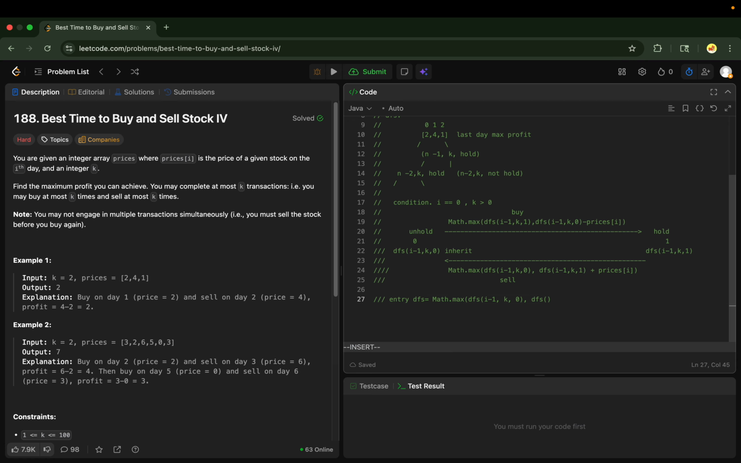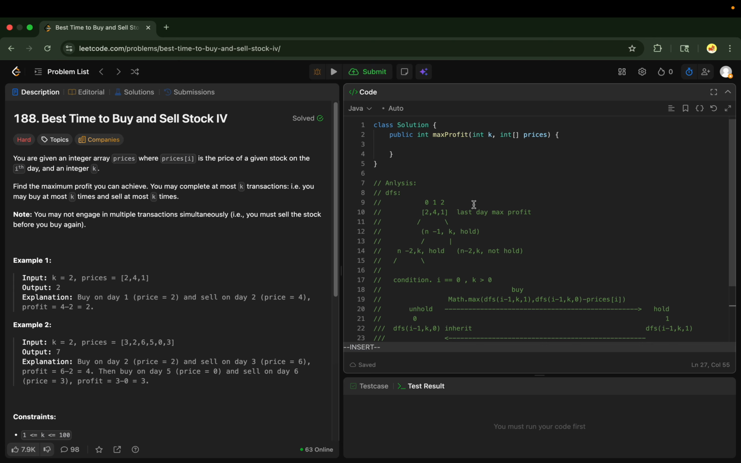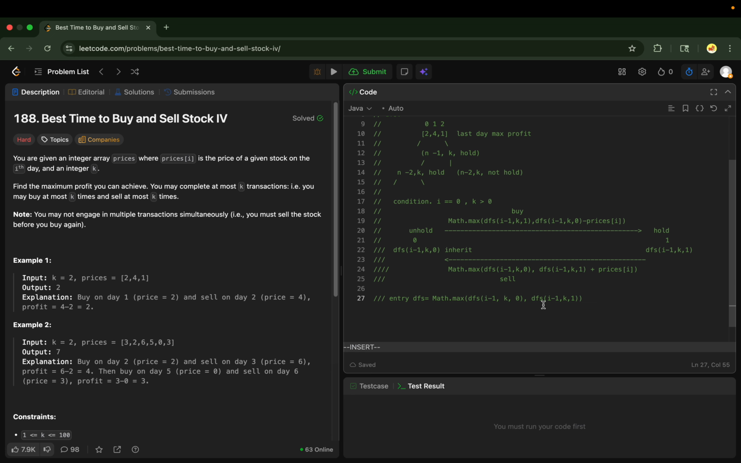DFS(i - 1, k, 1). Actually, for the last one, you have to sell everything, which means the last state should be 0. So if you still hold some stock, it will not be the maximum one. So we have to make sure K is this one. This one is always smaller, the profit is always smaller than this one. So we have to do that.